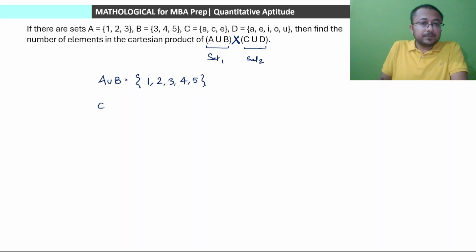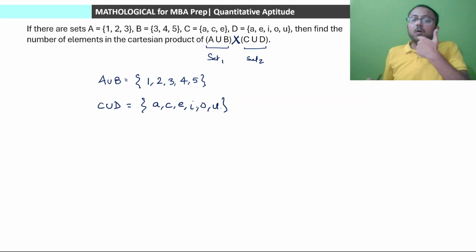Similarly, C union D will have elements A, C, E, I, O, U. ठीक है, E सेट C में भी है, D में भी है, तो एक ही बार काउंट होगा, तो A, C, E, I, O, U. Now order of the elements in a given set, that is not important, number of elements is important. ठीक है, तो A, C, E की जगह A, E, C लिखोगे तो भी चलेगा. So that order is not of much relevance.